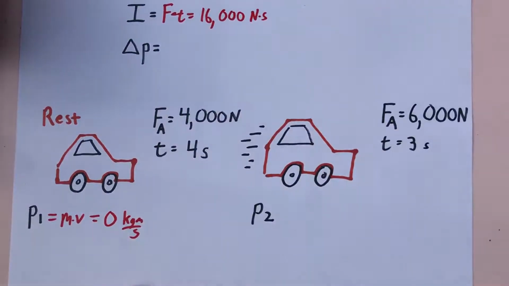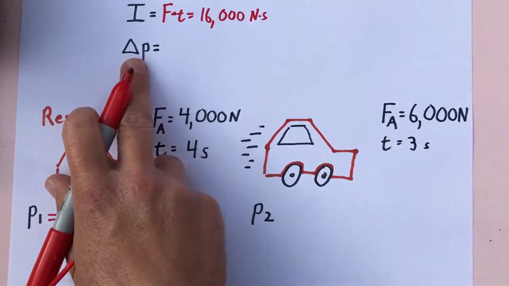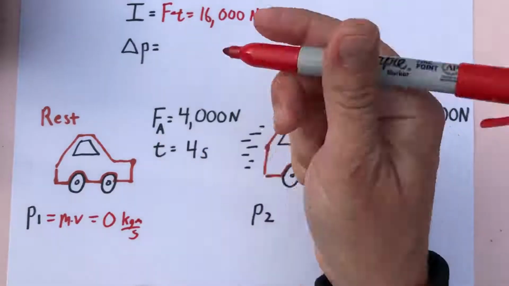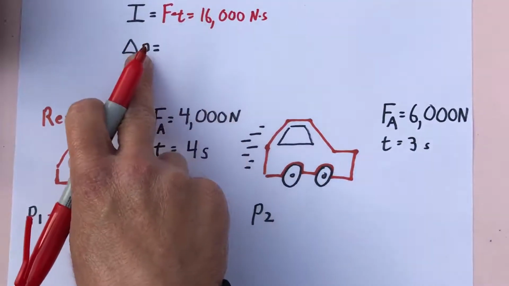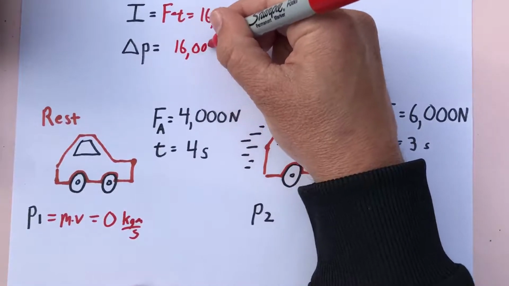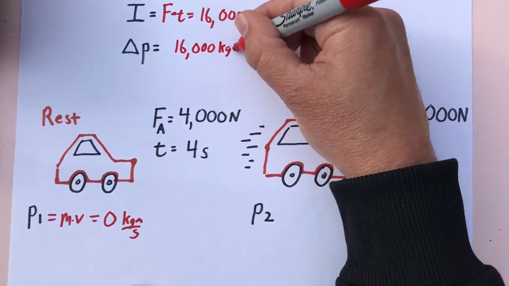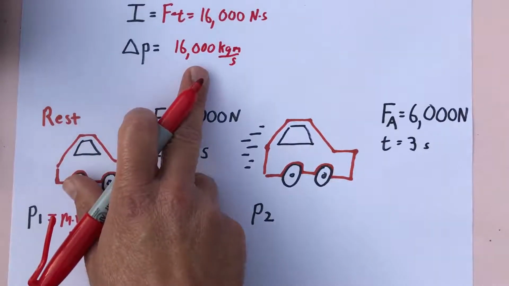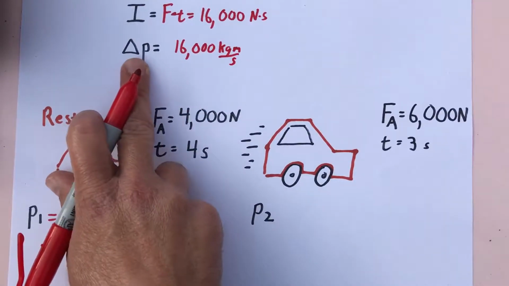16,000 in there. On the change in momentum, we know that instantaneously it is always the same as the impulse. Impulse equals change in momentum. So this is also 16,000. We just tend to write it with a different unit, although it's really the same thing. 16,000 kilogram meters per second is our change in momentum.